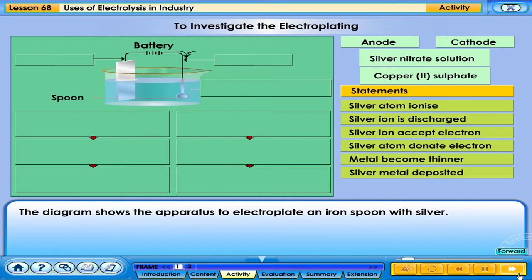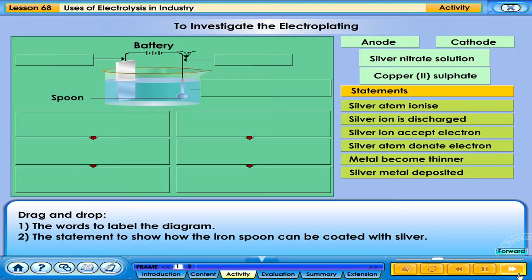The diagram shows the apparatus to electroplate an iron spoon with silver. Drag and drop the words to label the diagram, and the statement to show how the iron spoon can be coated with silver.